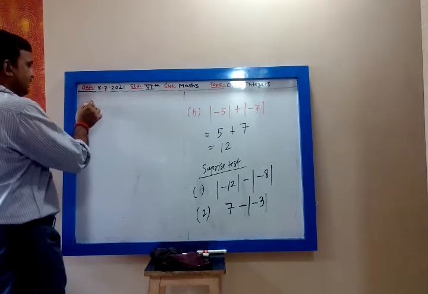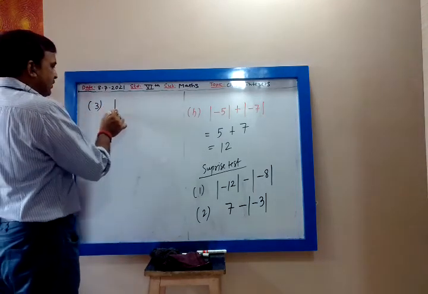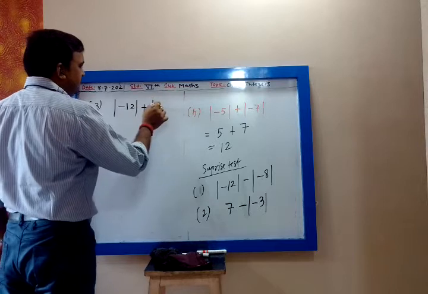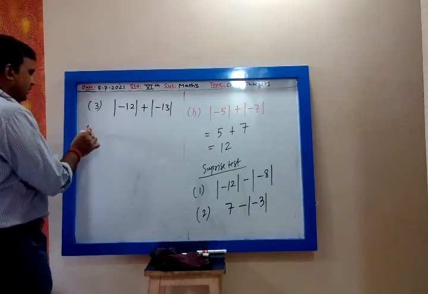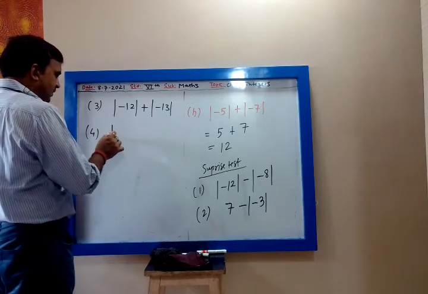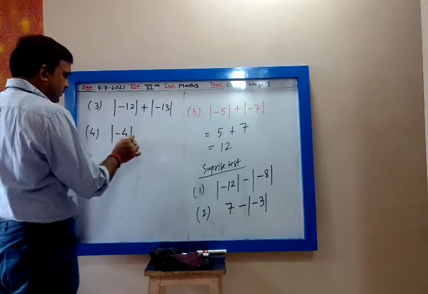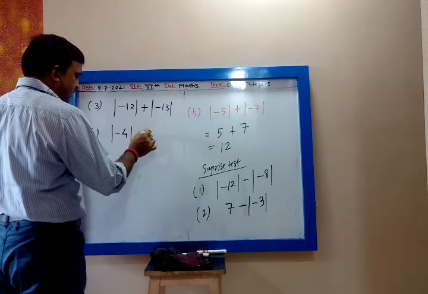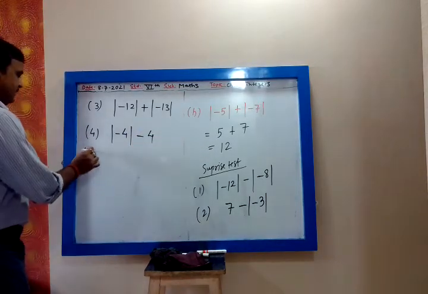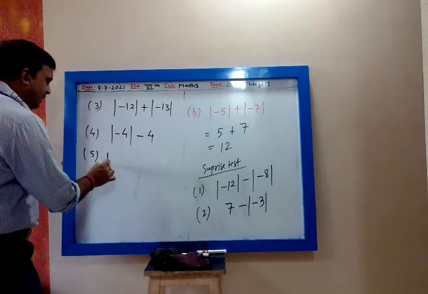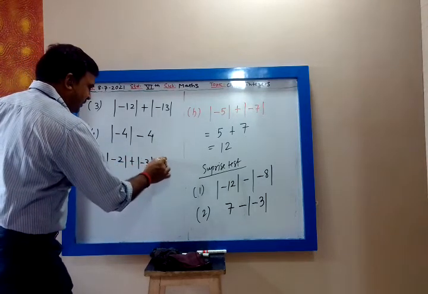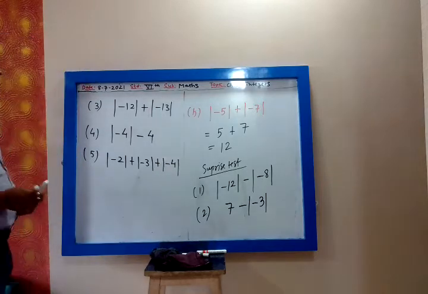Okay. Then third one. Absolute value of minus 12 plus absolute value of minus 13. And fourth, absolute value of minus 4 plus absolute value of minus 4. Then 5 I will give. Absolute value of minus 2 plus absolute value of minus 3 plus absolute value of minus 4. Do it fast.